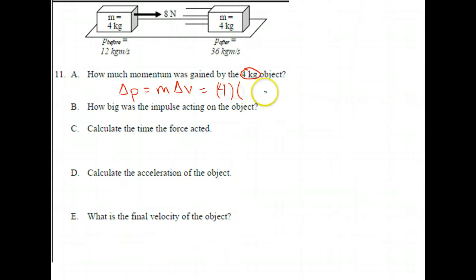How would we figure out the change in momentum? I'm sorry, change in velocity. How would we figure out change in velocity? Good, final velocity minus initial velocity. What is the final velocity?